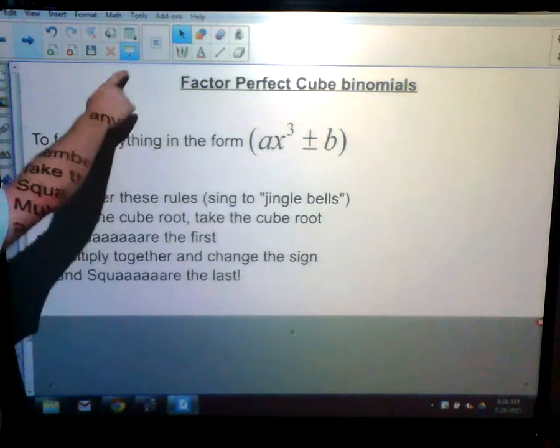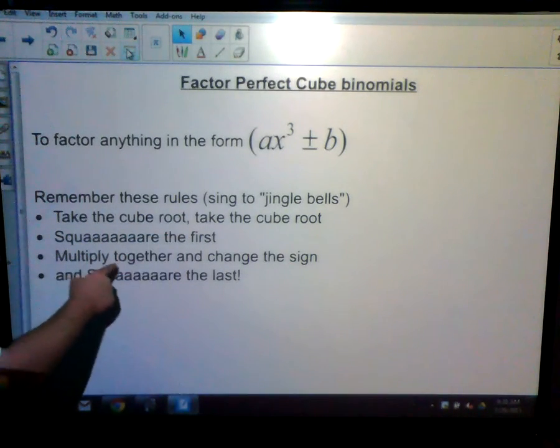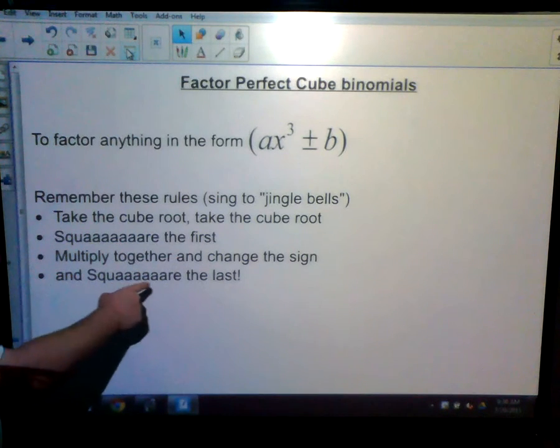Take the cube root, square the first, multiply together and change the signs, and square the last.